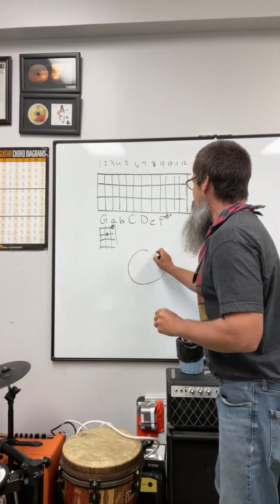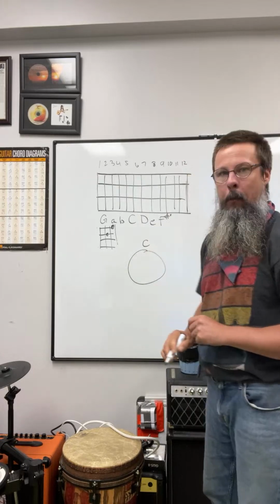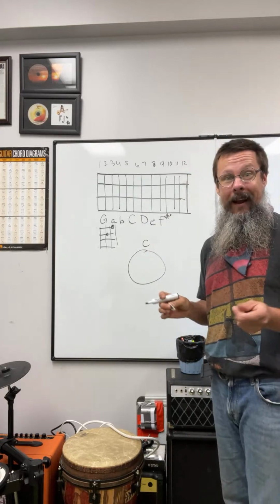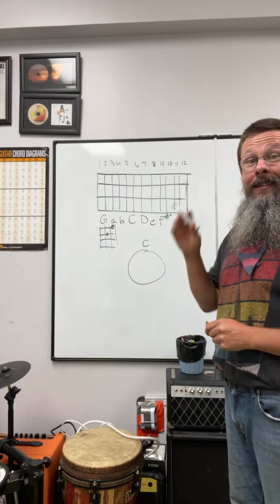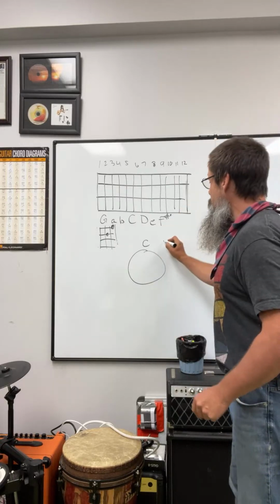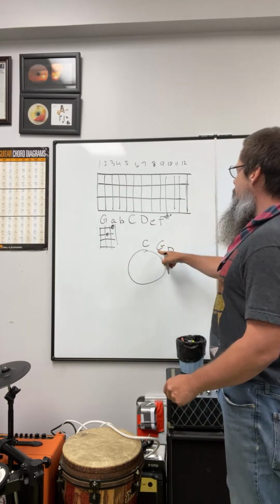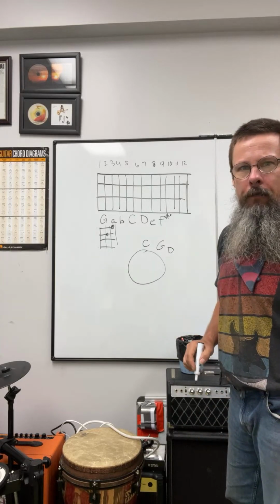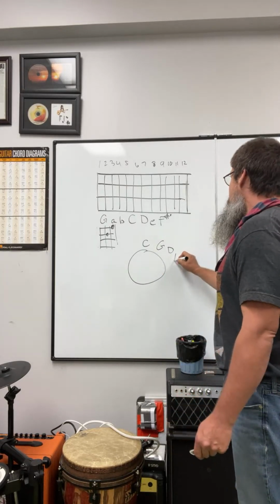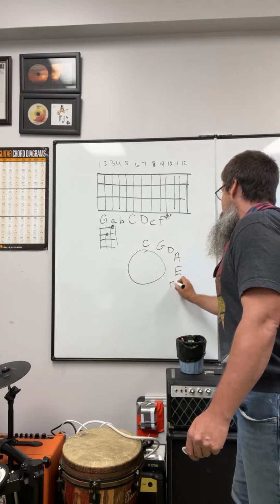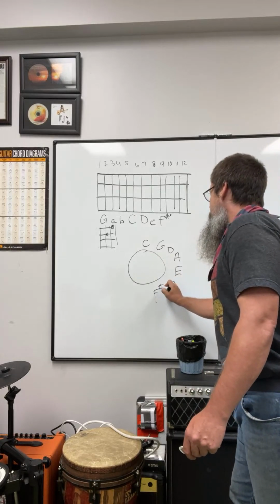I'm gonna go ahead and draw a circle down here. First thing I'm gonna do is put a C up at the top, meaning this C is gonna be the top of where I want to be. When I go 5 notes over, I find myself going through something called the circle of fifths. C to G, G to D, D to A, A to E, E to B, B to F sharp, and then F sharp to C sharp.